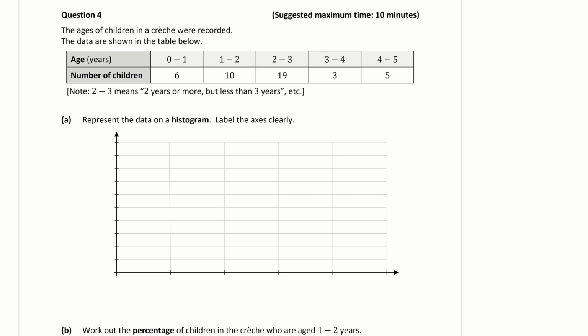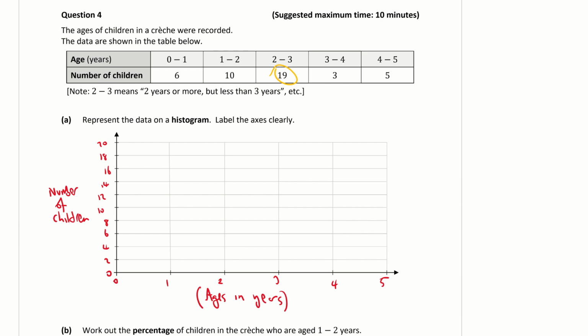We need to go up to 19. So let's say we have to go up to 20. So we're going to have to go up in twos here, aren't we? So I'm going to go 0, 2, 4, 6, 8, 10, 12, 14, 16, 18, 20, and across 0, 1, 2, 3, 4, 5. So down on the x-axis, it's going to represent my ages in years. And on the y-axis, it's the number of children.